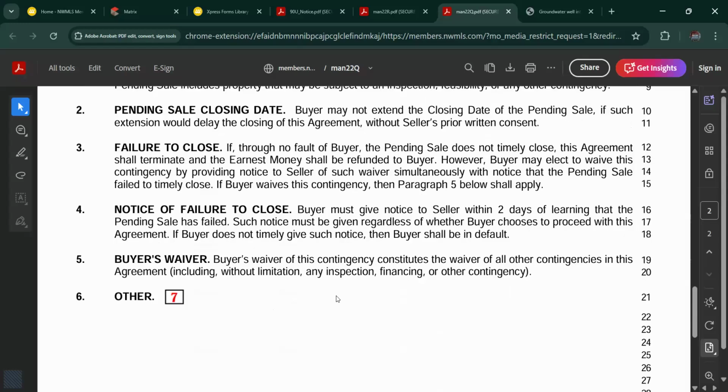Next, and the last, is buyer's waiver. Buyer's waiver of this contingency constitutes the waiver of all other contingencies in the agreement, including without limitation, any inspection, financing, or other contingency. What is one key thing that they could be waiving that could end up biting them even more? What do you think? Appraisal. Bingo. The appraisal for that subject property they're buying, what if it comes in low? They waived it. I've seen that happen, and they may not be able to close.